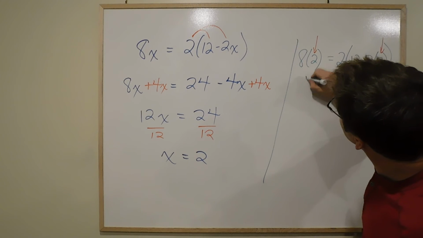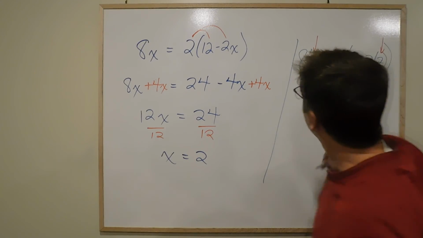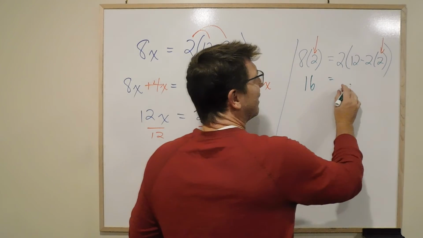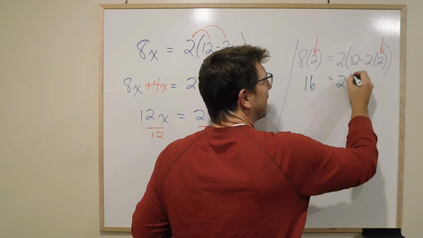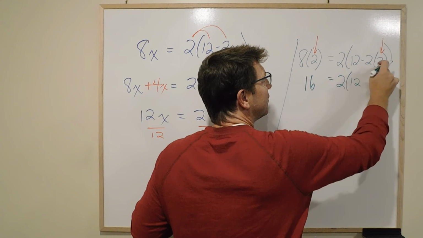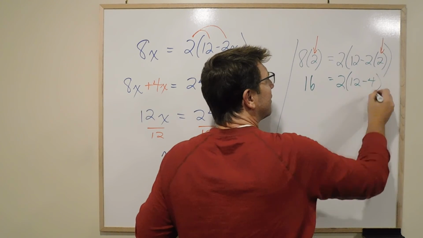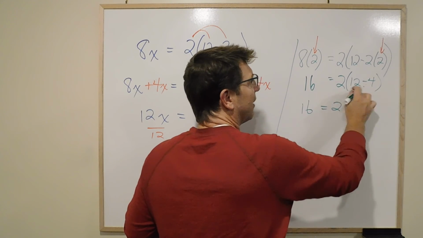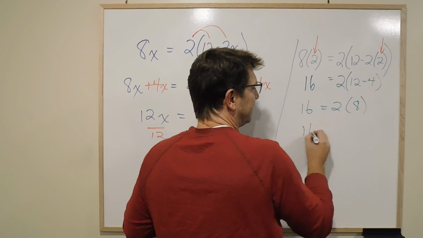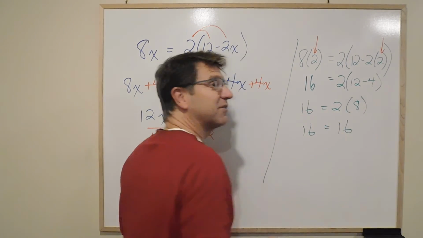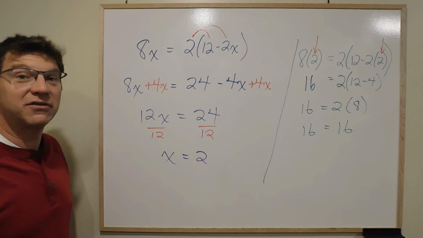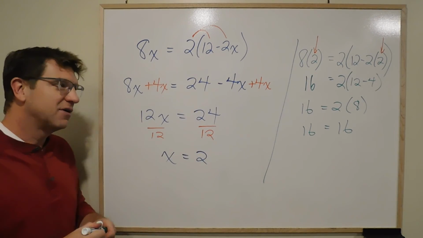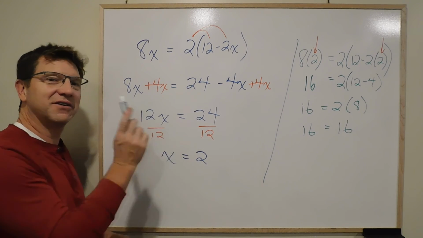So 8 times 2 is 16, so that side is 16. Let me go to this side. BEDMAS says we have to do the brackets first. Negative 2 times 2 is negative 4. So now I have 16 on this side, and 2 times 8, 16 on this side. It doesn't matter that they're 16. What matters is that they're both the same. And since they're both the same, you have proven that your answer is correct.